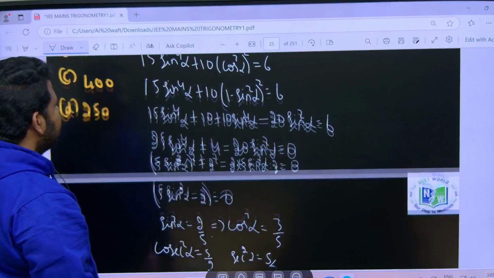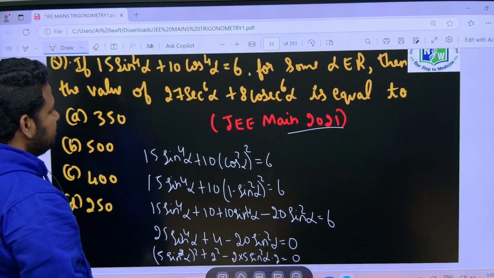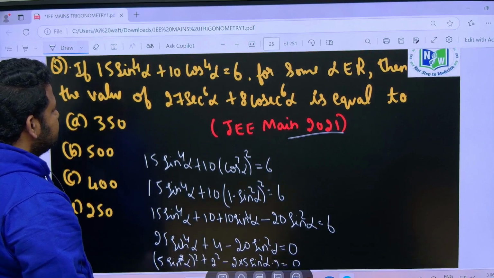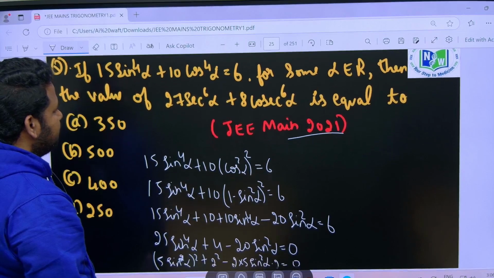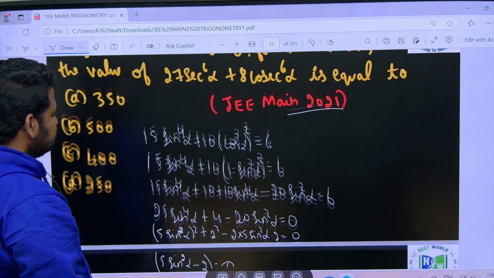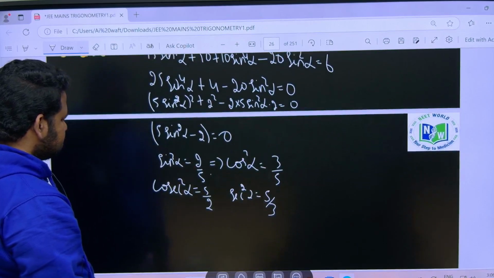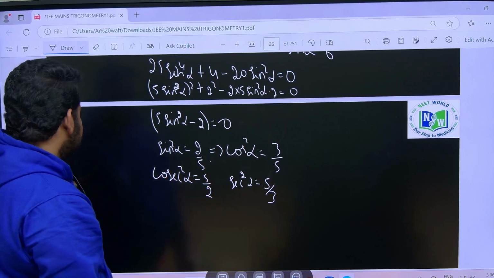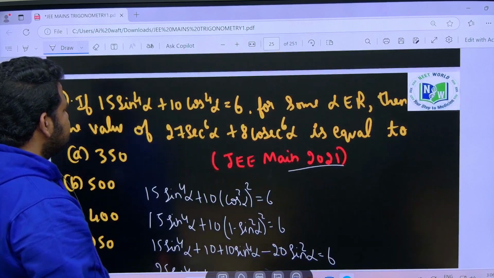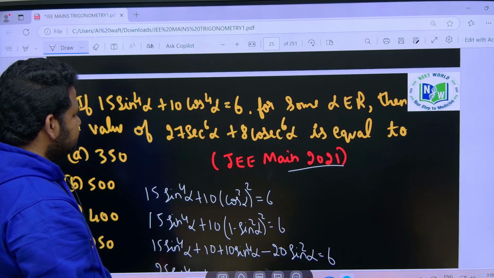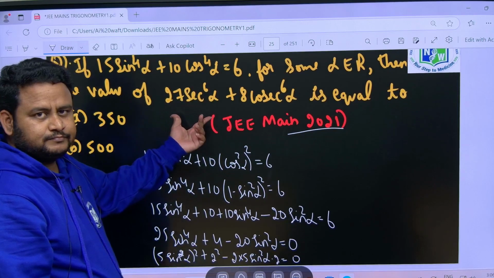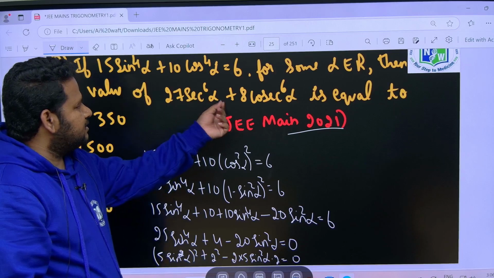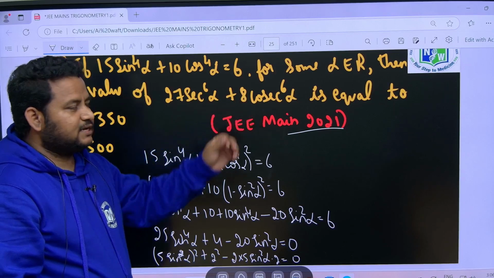Now we have to find what? What is the value we have to find? 27 secant 6 alpha plus 8 cosec 6 alpha. So what we have to do for this? Cosec square alpha is 5 by 2. Secant square alpha is 5 by 3. So we have to just substitute the values. What you will get? This is 3 secant square plus 2 cosec square alpha.